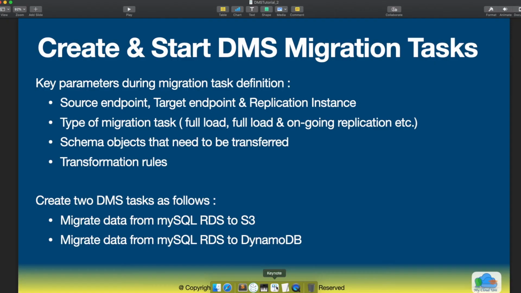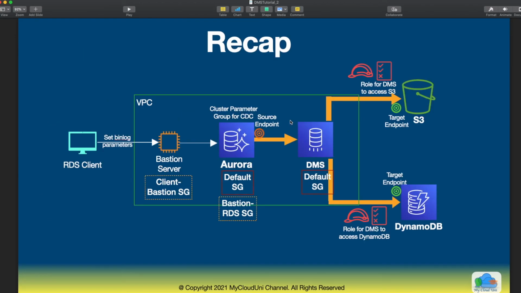Let's just go back to the slides and conclude this. So I think we have done this task definition. We have created the 2 tasks. So the recap of what we have done here is we first created a MySQL Aurora database, and then we used the default security group, which has a self-referencing inbound rule and an all-going outbound rule, and the same security group we attached to the DMS replication instance as well.